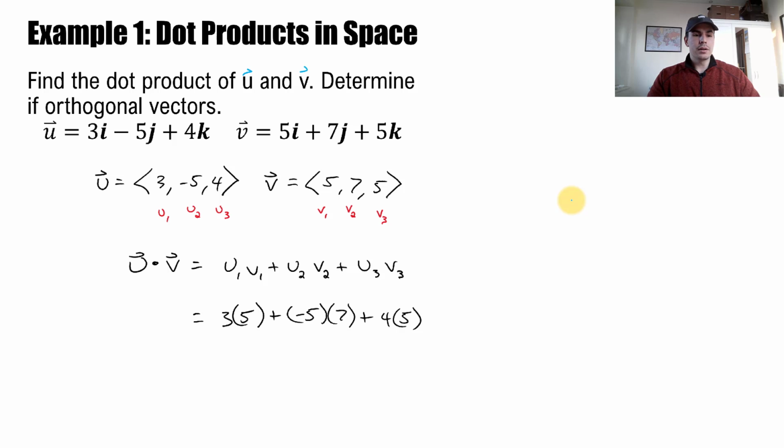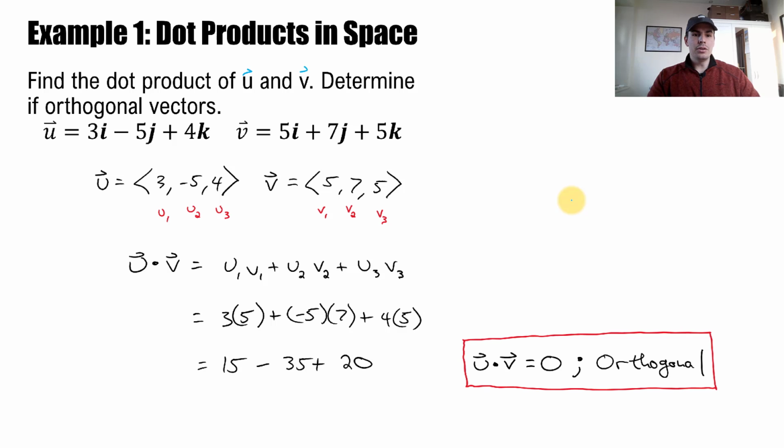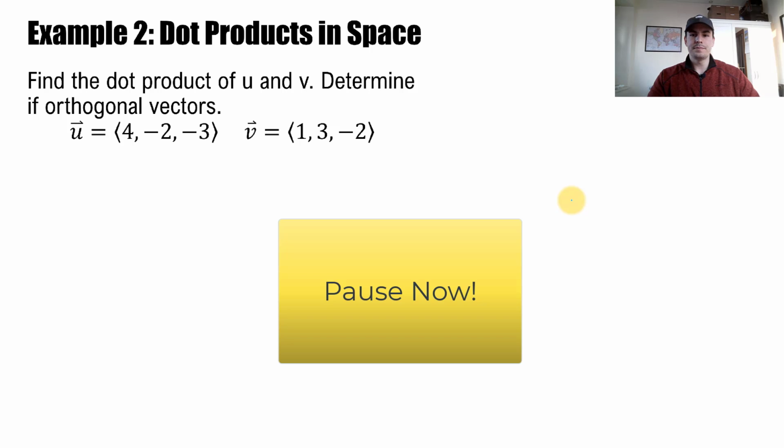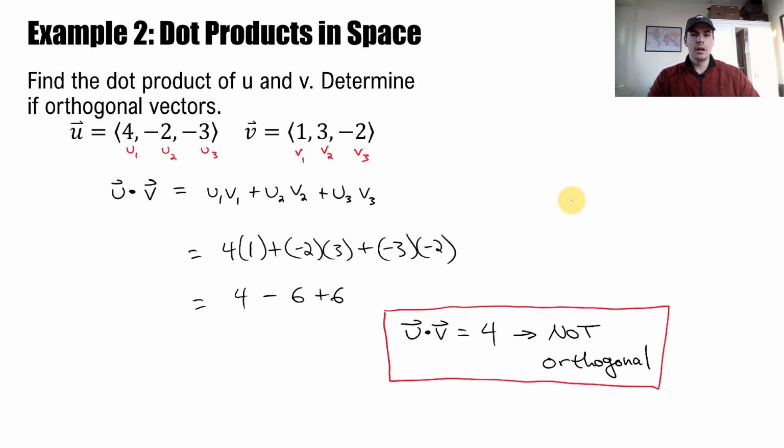So all we got to do is plug those in. I'm going to get 15 minus 35 plus 20, and U dot V is equal to 0, which means we have orthogonal vectors. Okay, so with that same process, you guys go ahead and try to find the dot product of U and V, and then determine if they are orthogonal vectors. Okay, here's my process. U dot V is equal to 4, which is not equal to 0, so these vectors are not orthogonal.